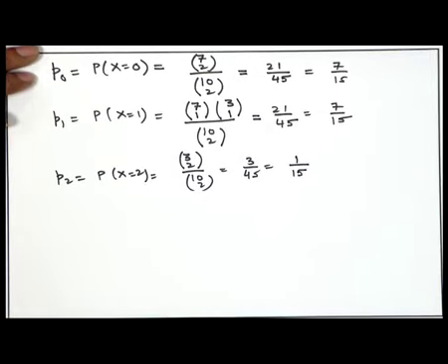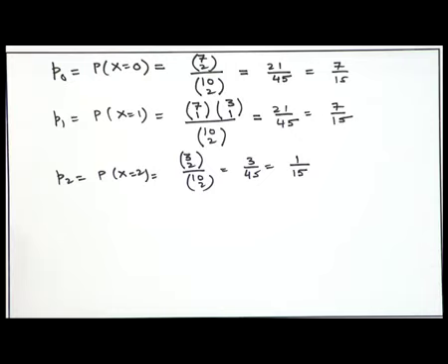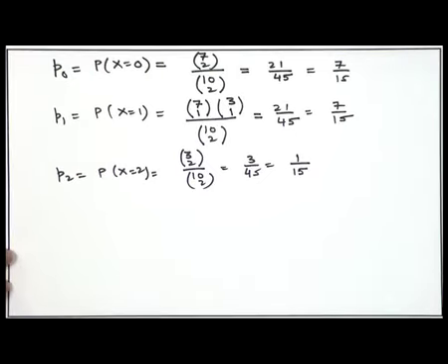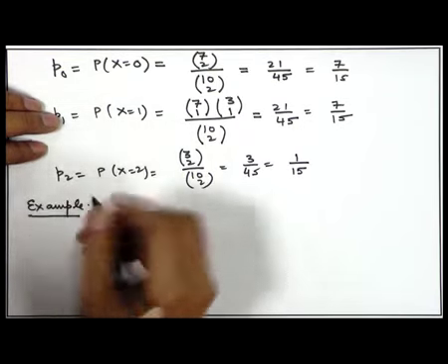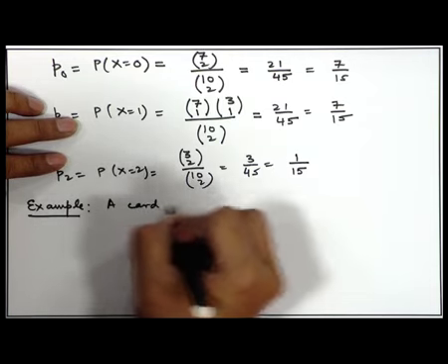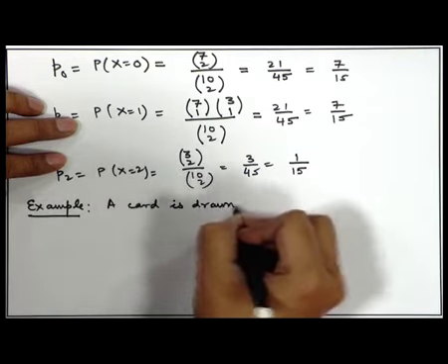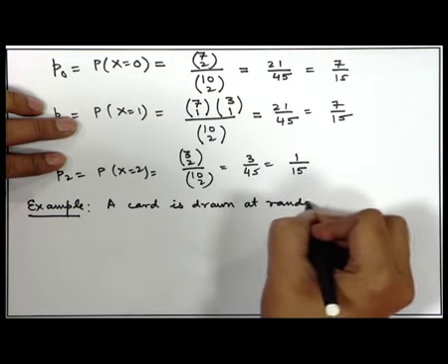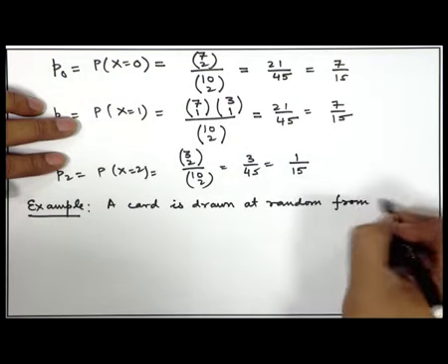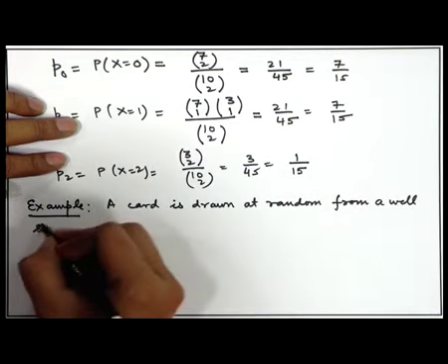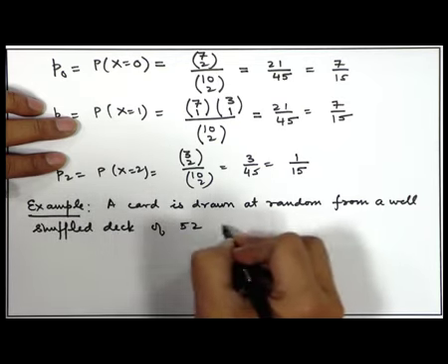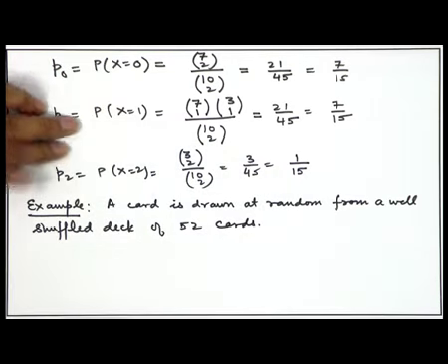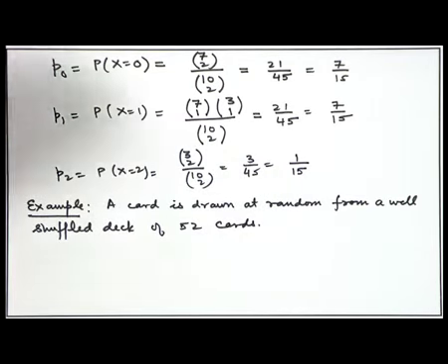Let me take one more example here. A card is drawn at random from a well shuffled deck of 52 cards. That means the complete set of 52 cards is there. From there, one card is drawn at random.